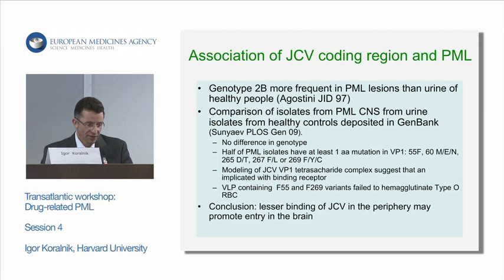This was published in 2009, and interestingly, they found no difference in genotype and disease activity, but they noted that half of the PML isolates had at least one amino acid mutation in the VP1 gene compared to urine of healthy controls, noted in positions 55, 60, 265, 267, and 269.